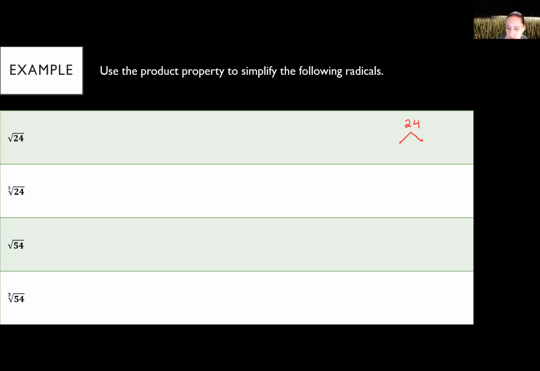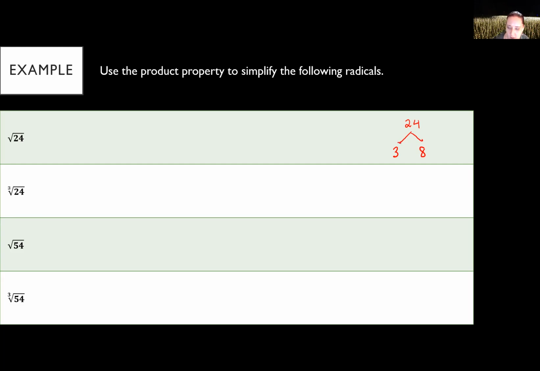3 and 8. That's good. That's not the first one I thought of. I thought of 6 times 4, but that's totally cool because it doesn't matter. 12 times 2 is another one we could have done. So you'll get the same answer either way. 3 times 8 was the first one that popped up, so we'll do that one.